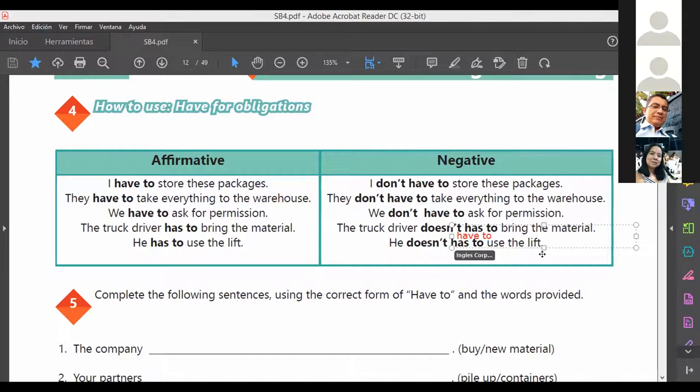Thank you very much, guys. Thank you very much, guys, por el esfuerzo. Eric, por favor, léame las instrucciones. Read the instructions of activity number 5.